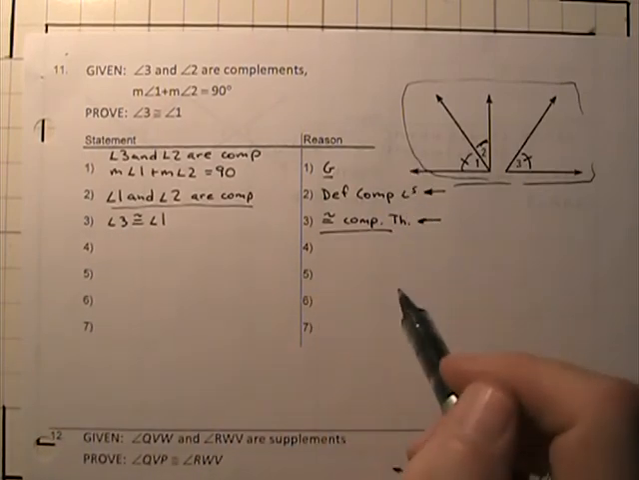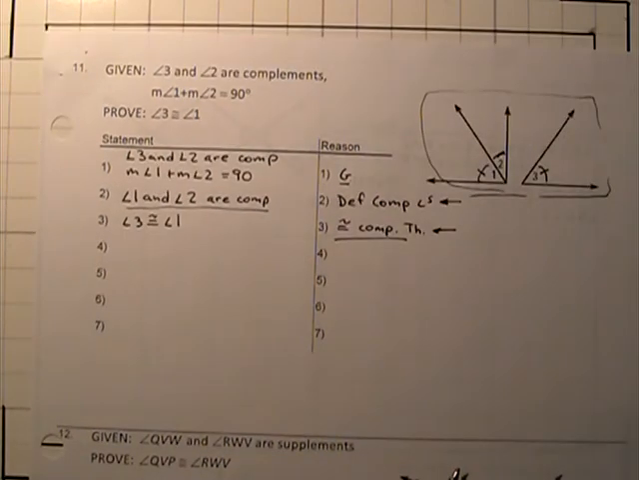So every step can be analyzed as a conditional, and that'll help you analyze the proofs that you're going to look at. Check out the next video, and I'll start going through some examples and show you how to plan a proof and how to work several of them.